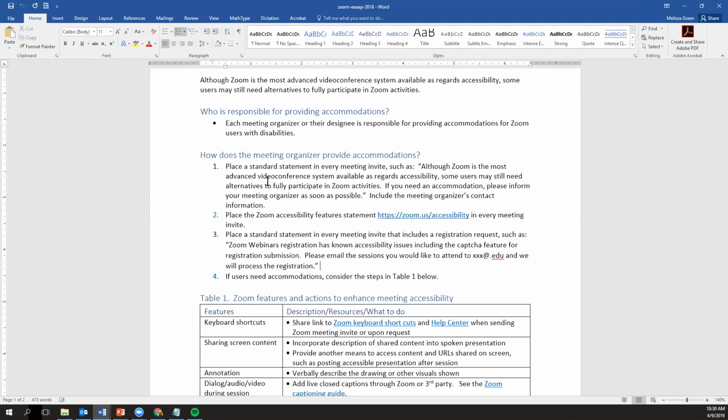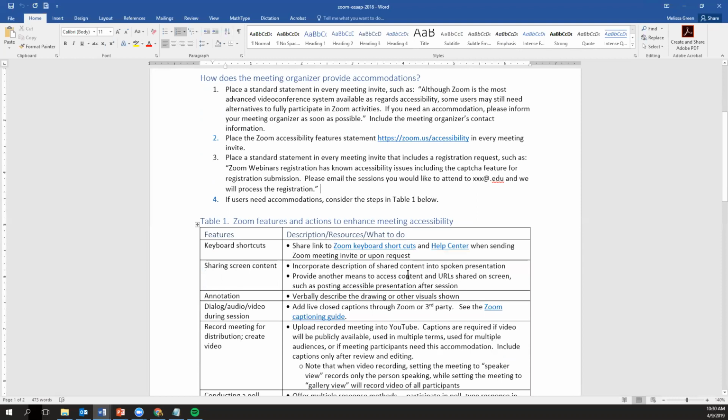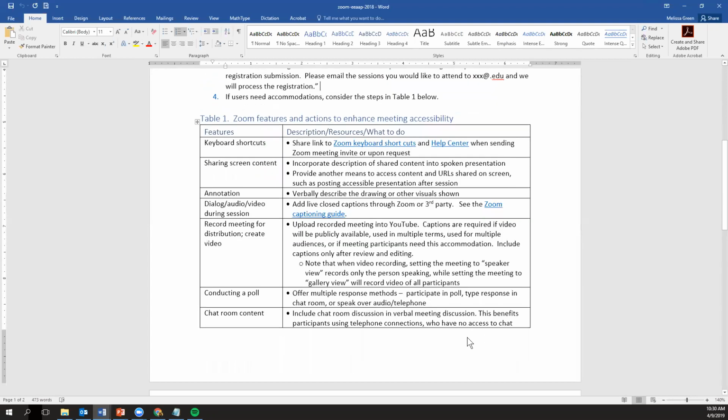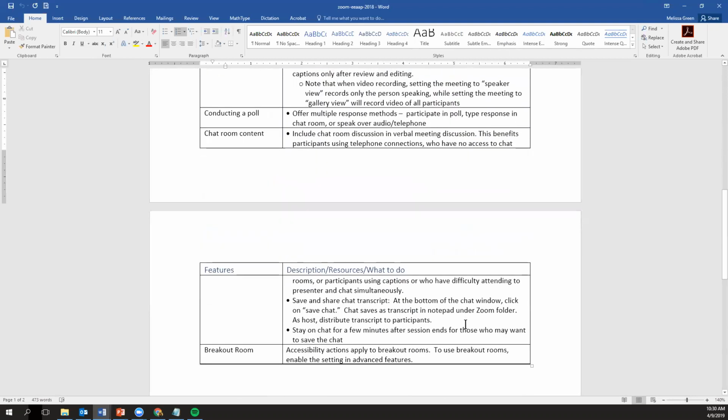They would place a link to the information that Zoom provides about their accessibility features in the meeting invites, as well as some additional information. And then there's a table that lists features and actions that can enhance meeting accessibility. For example, if you're using screen sharing, be sure to describe the content that you're sharing on the screen. If you're using the annotation tools, be sure to verbally describe the drawing or other visuals shown, and so on. This is really, really thorough, which is great.